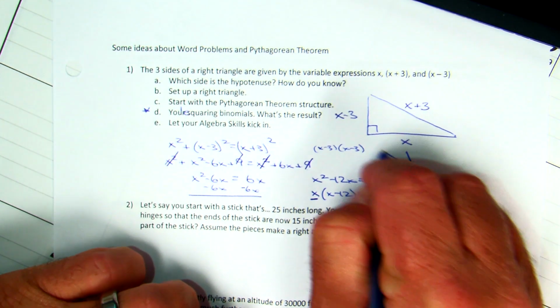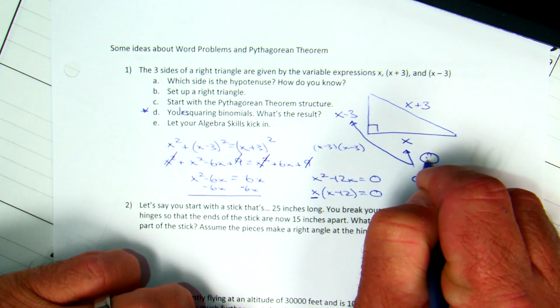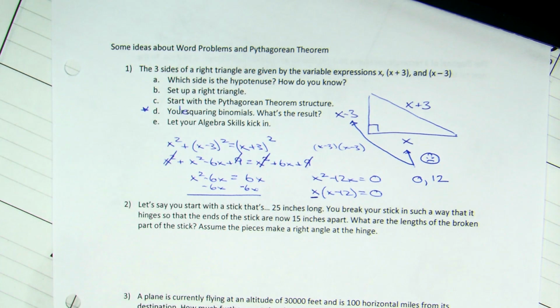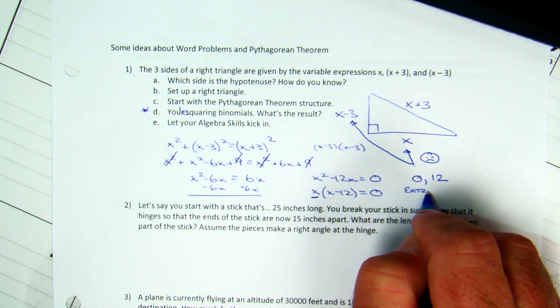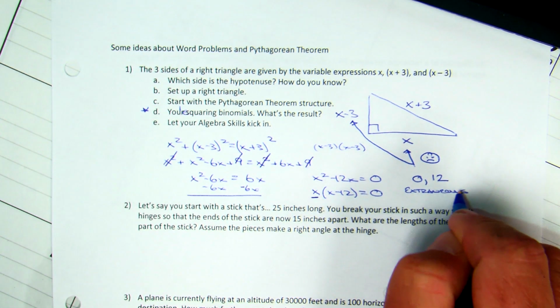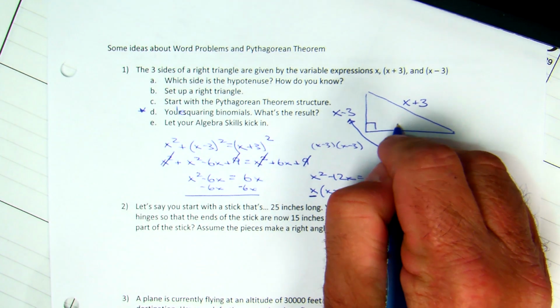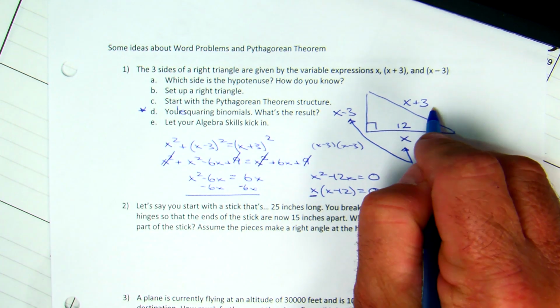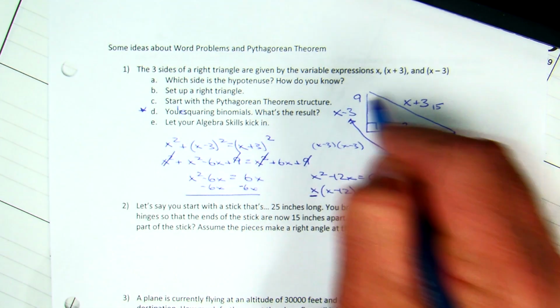If I plug it in to my legs, why am I unhappy? Because what do I get when I plug the 0 in? 0 or negative number. So 0 is what? Extraneous. Leaving us with what is our only solution? 12. And now I'm going to plug it back in. There's the 12. What's 12 plus 3? 15. What's 12 minus 3? 9.